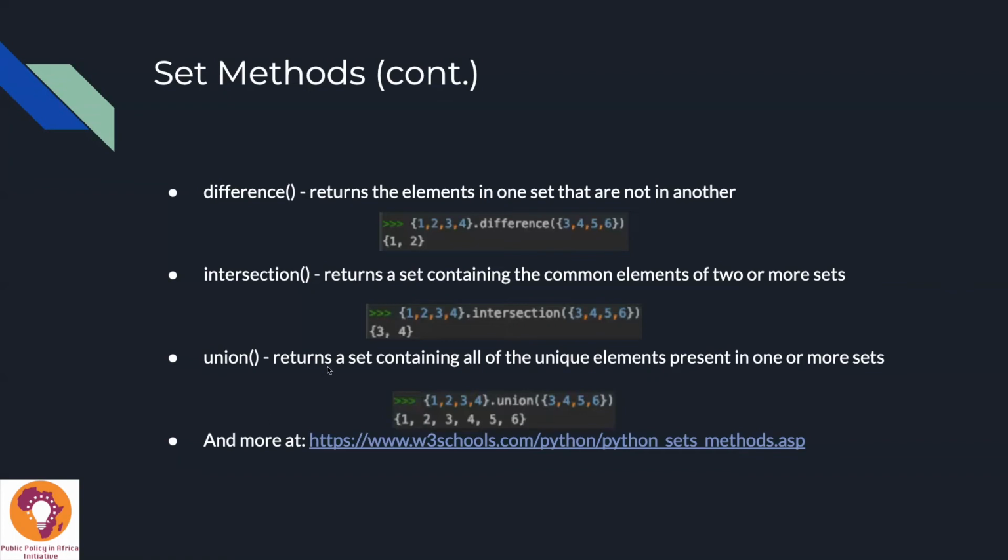All right, so union returns a set containing all of the unique elements present in 1 or more sets. So first set 1, 2, 3, 4. The second set that I'm passing in as the argument to my union method is 3, 4, 5, and 6. This combines the 2 sets and returns those values. Remember, unique values only in sets. So there's not going to be duplicates of 3 and 4, even though both of these sets contain 3 and 4. But the set 1, 2, 3, 4 combined with the set 3, 4, 5, and 6 gives us 1, 2, 3, 4, 5, and 6. So that's how the union method works.